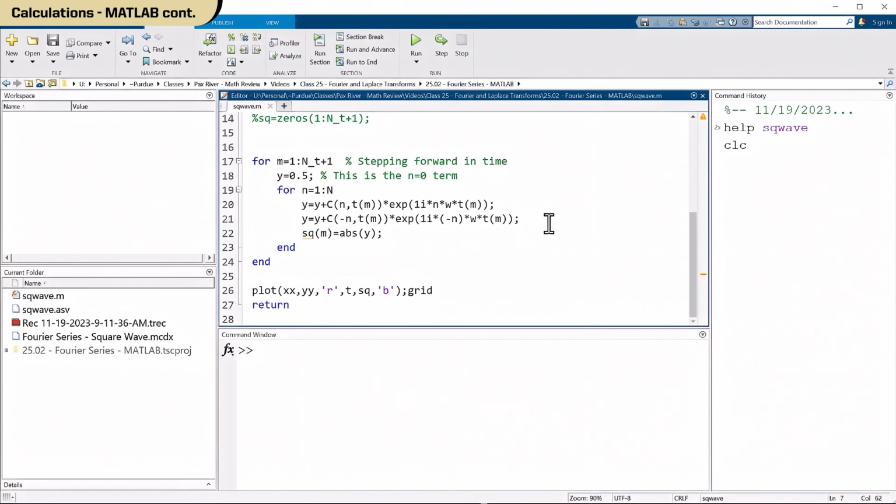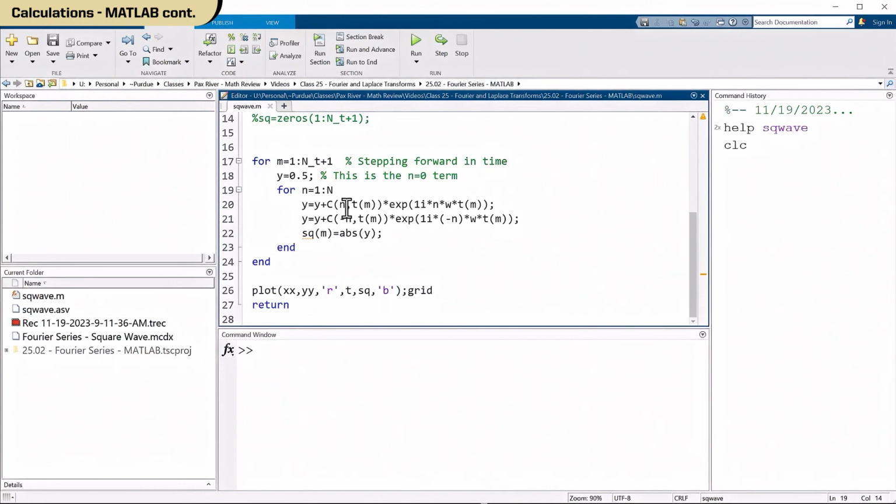Now, the little game I had to play here is in adding up the series, I added up the positive ends and the negative ends separately. And right there, I started y, which is going to be the variable I assign the summation to. I made that 0.5 because that's the DC offset. And notice my loop doesn't go from minus little n to plus little n through 0. It goes from 1 to big N.